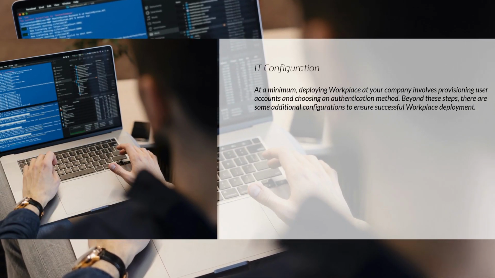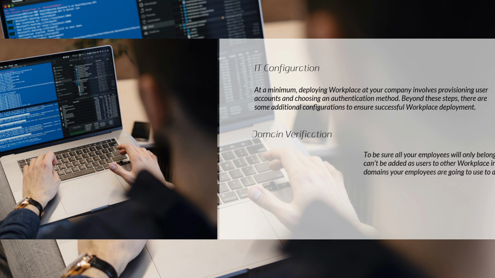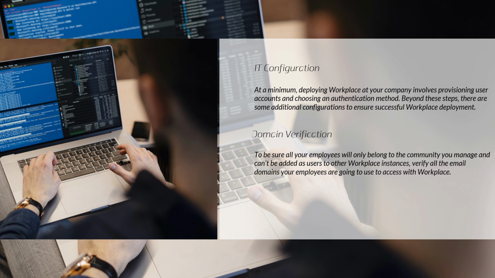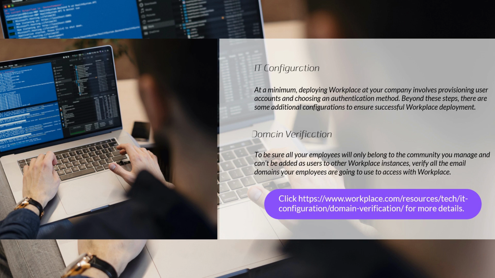IT configuration. At a minimum, deploying Workplace at your company involves provisioning user accounts and choosing an authentication method. Beyond these steps, there are some additional configurations to ensure successful Workplace deployment. Domain verification. To be sure all your employees will only belong to the community you manage and can't be added as users to other Workplace instances, verify all the email domains your employees are going to use to access Workplace. Click https://www.workplace.com/resources/tech/IT. Configuration domain verification for more details.